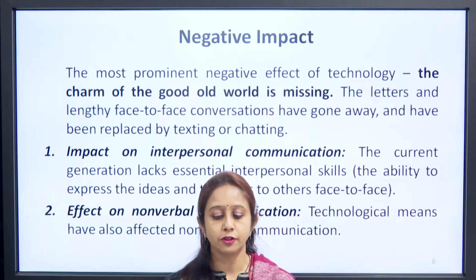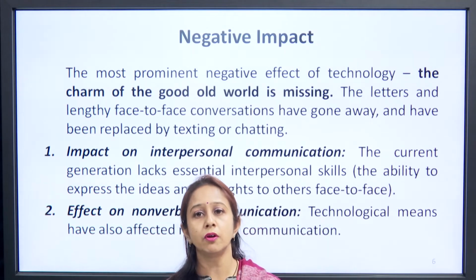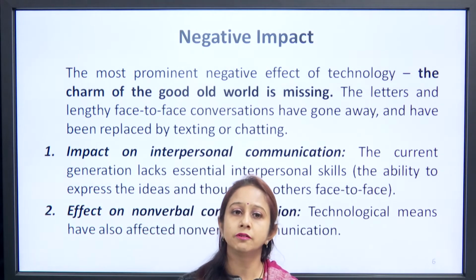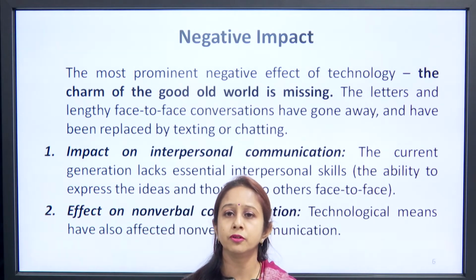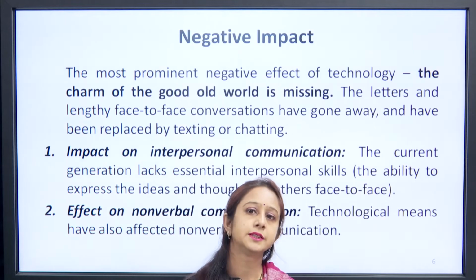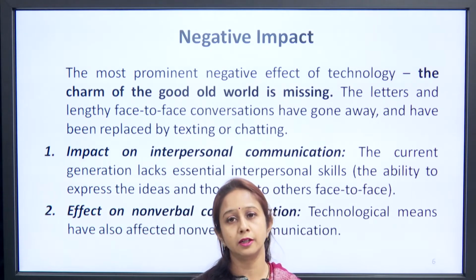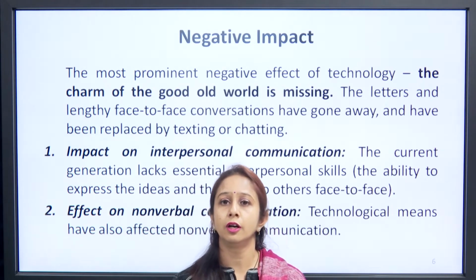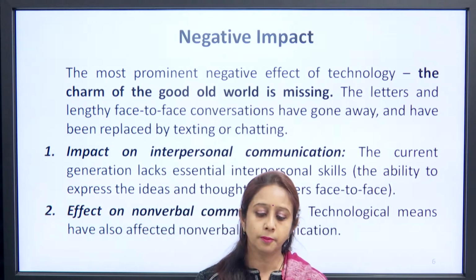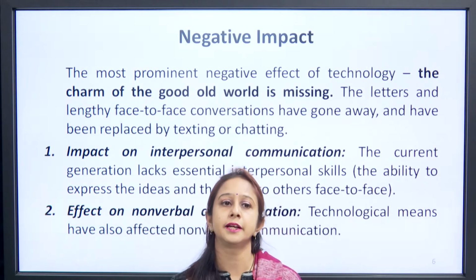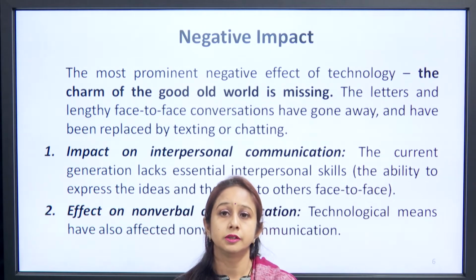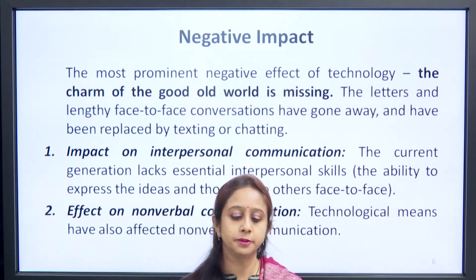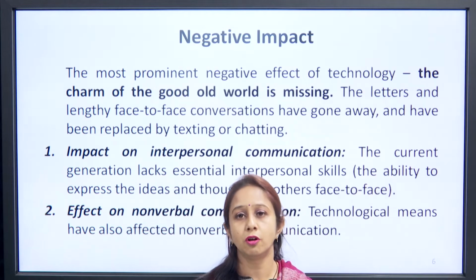Secondly, effect of non-verbal communication. Now, when we talk about non-verbal communication, your facial gestures come into play, your body language come into play, the movement of hands and limb come into play. It also has other aspects such as eye to eye contact, then again your sitting posture, your standing posture, your greeting ability, your facial gestures, all these come into play. So, when technology has taken place in communication, many of these non-verbal communication has gone missing. Technology has also affected non-verbal communication.